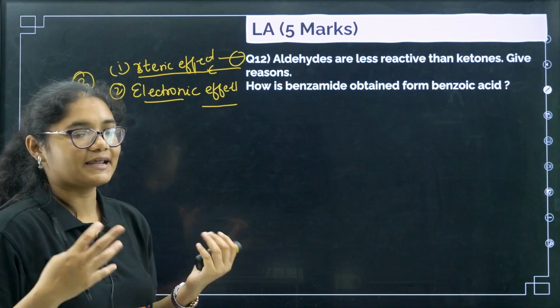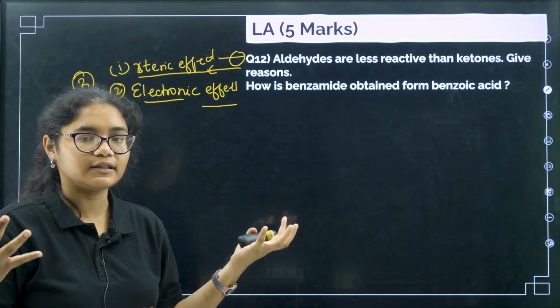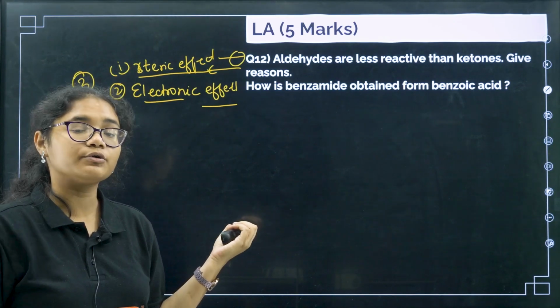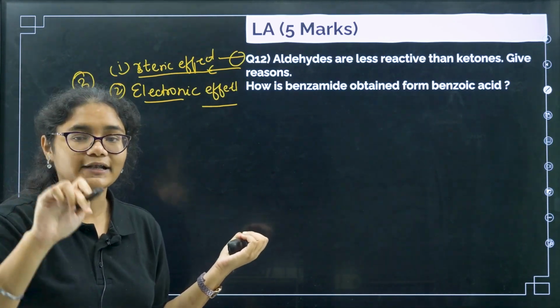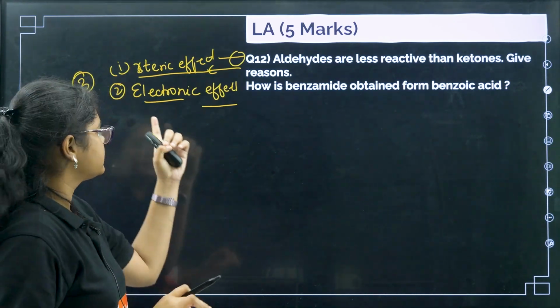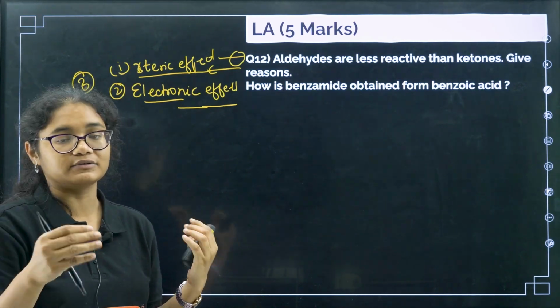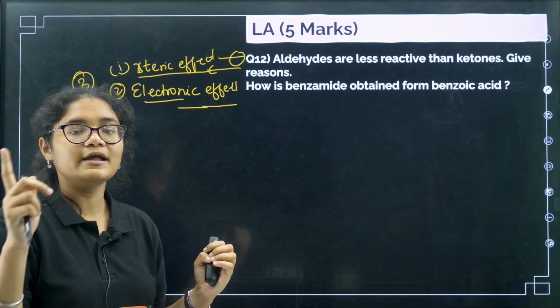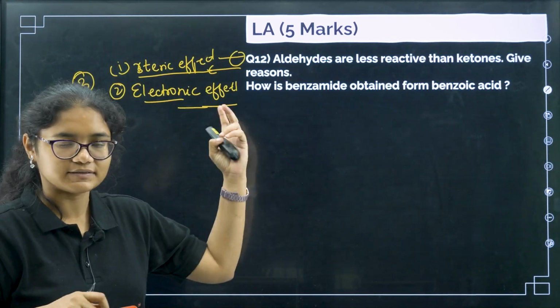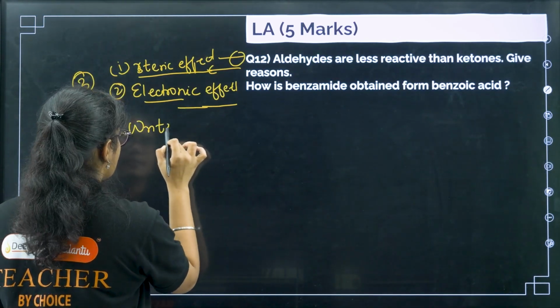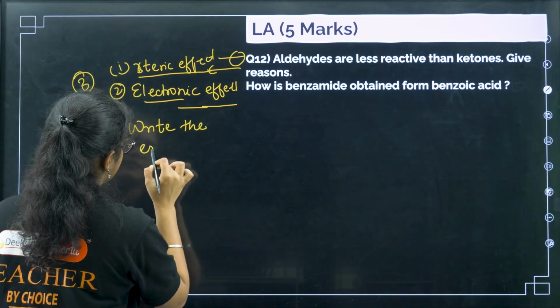What you have to write in steric effect? Due to the ketones having 2 bulky groups attached, the nucleophile finds it difficult to attack the carbonyl carbon. Next, in electronic effect, what you need to write? The carbonyl carbon in the ketones is less electrophilic due to the adjacent groups present. Okay, that is what you need to define. So write the explanation.